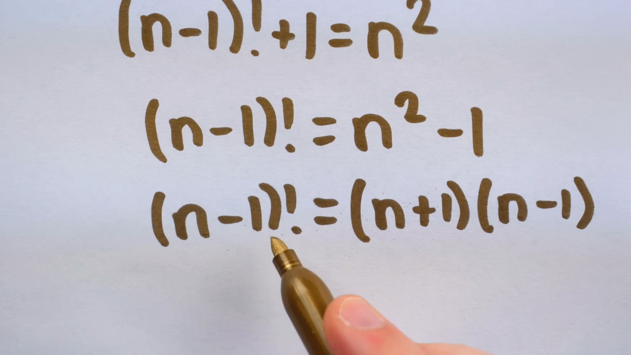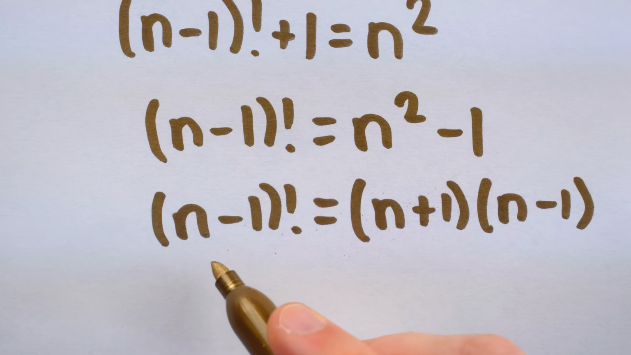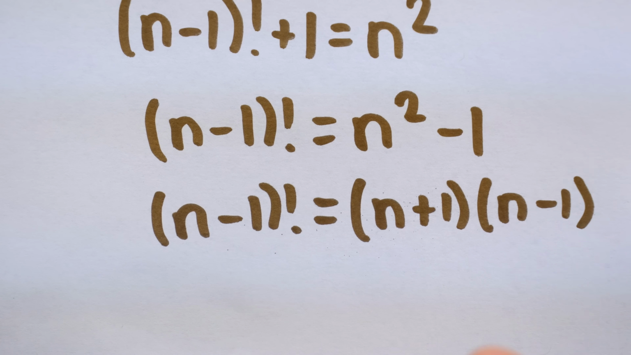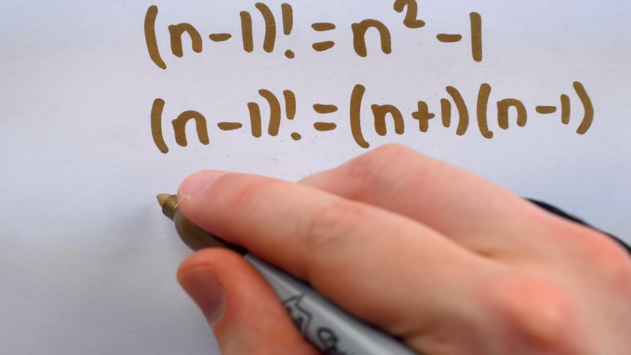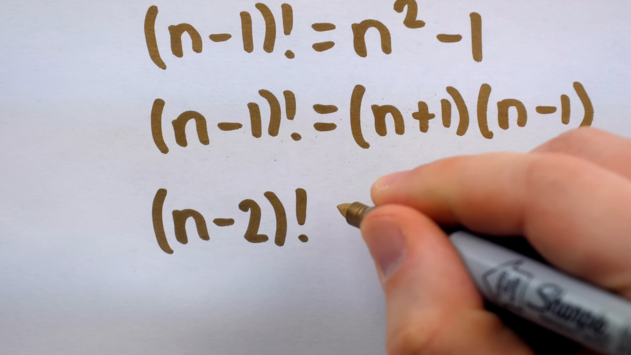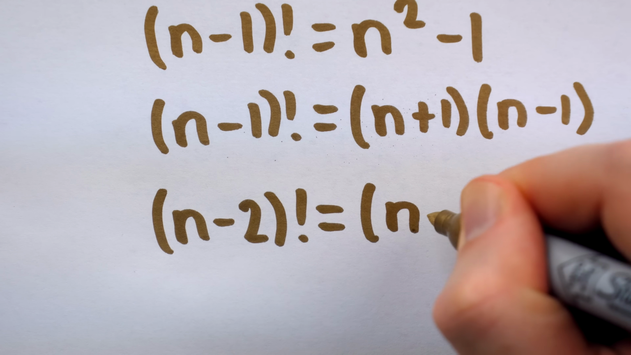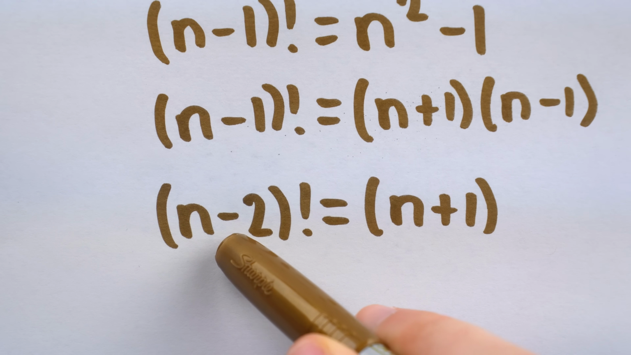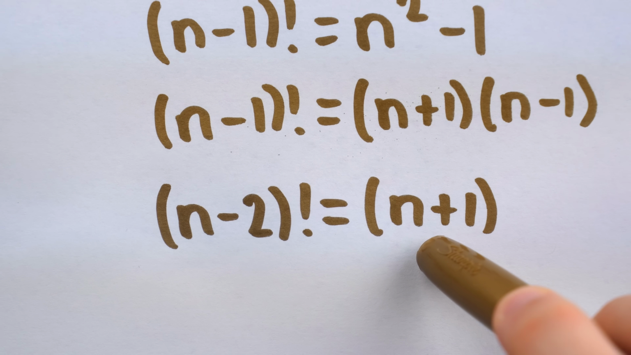Of course, (n minus 1) factorial begins with a factor of n minus 1, so now's a great time to divide both sides by n minus 1. If we divide both sides by n minus 1, then we are left with (n minus 2) factorial equals n plus 1. Having this n minus 2 and this n plus 1 is a little awkward.